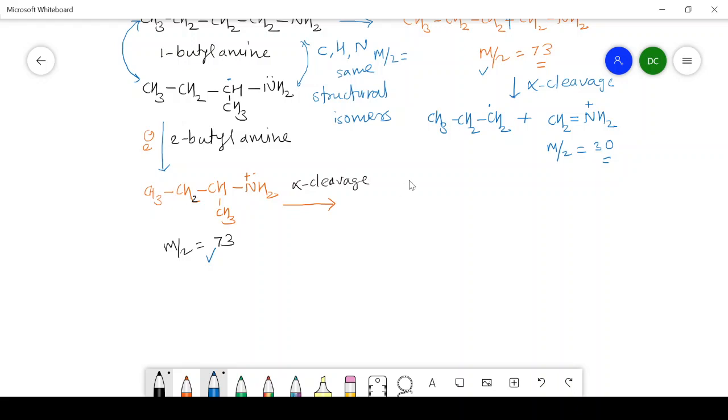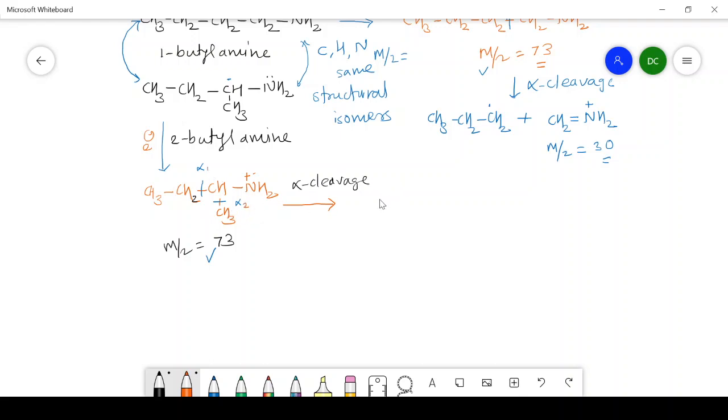Now, if alpha cleavage occurs in 2-butylamine, this bond is going to break, as well as this bond. In 2-butylamine, there is a possibility of two alpha cleavages because there are two bonds next to the nitrogen. Therefore, here alpha cleavage occurs and here there is also alpha cleavage. We will draw an iminium ion for both these alpha cleavages. I will put here 1 and here 2.